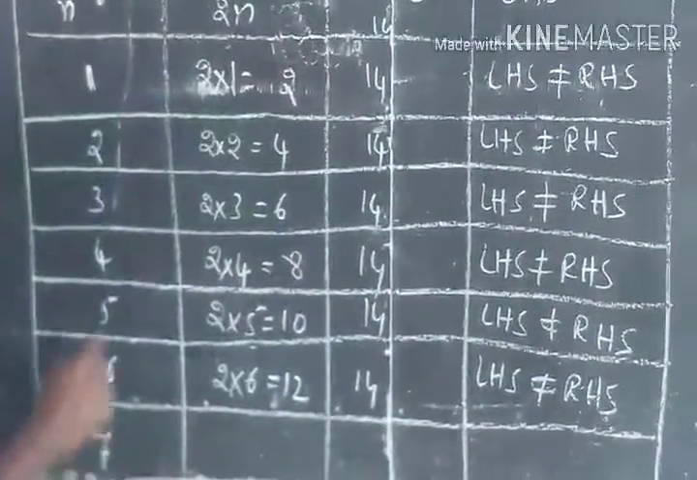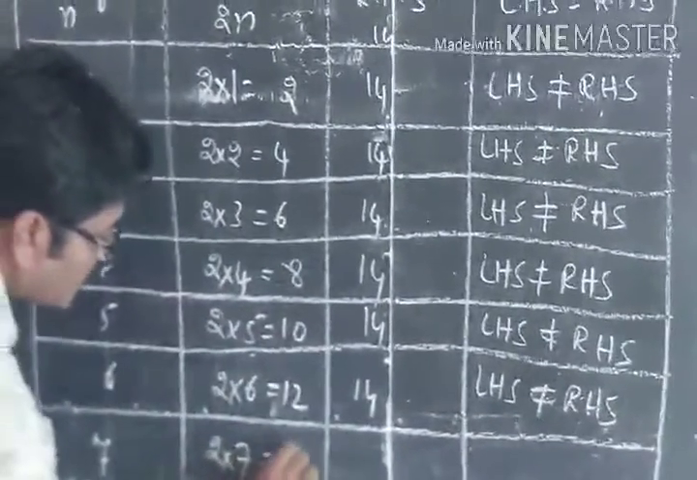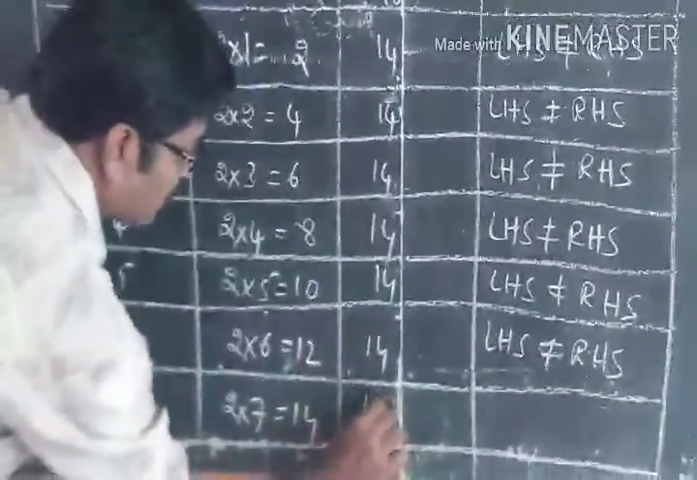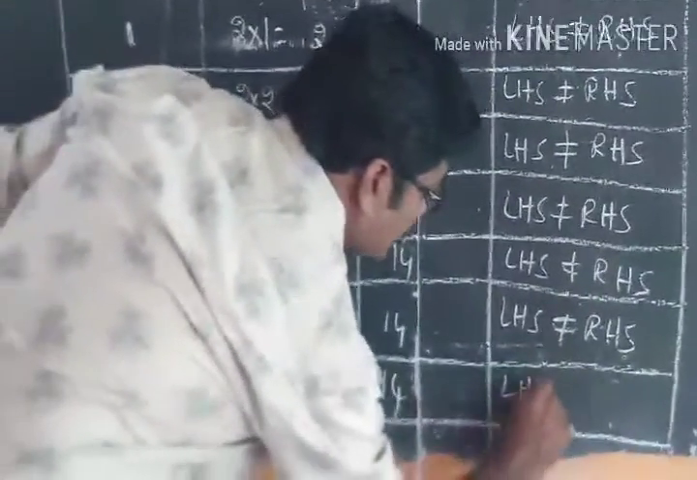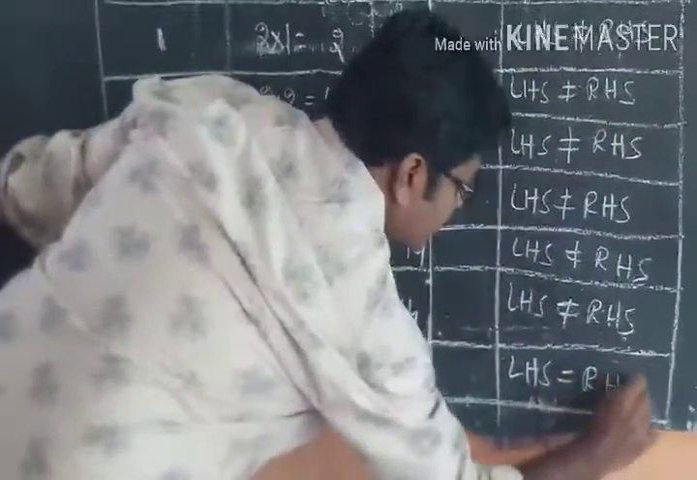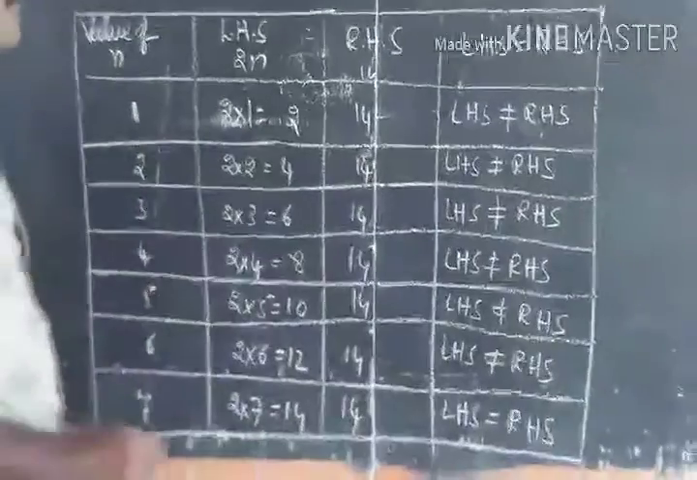N is equal to 7 you want to take. In place of n, 7. 2 into 7 is equal to 14. RHS how much is there? 14. Here both sides are equal? Yes. LHS is equal to RHS. So n is equal to 7 only.